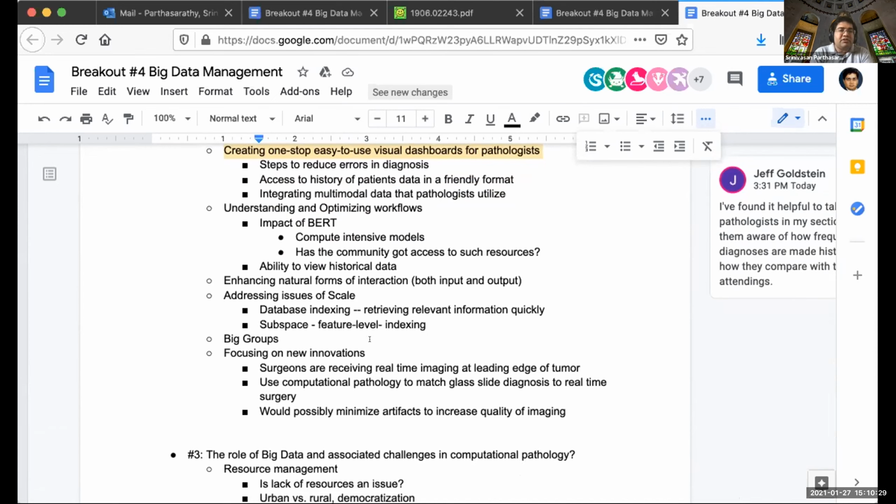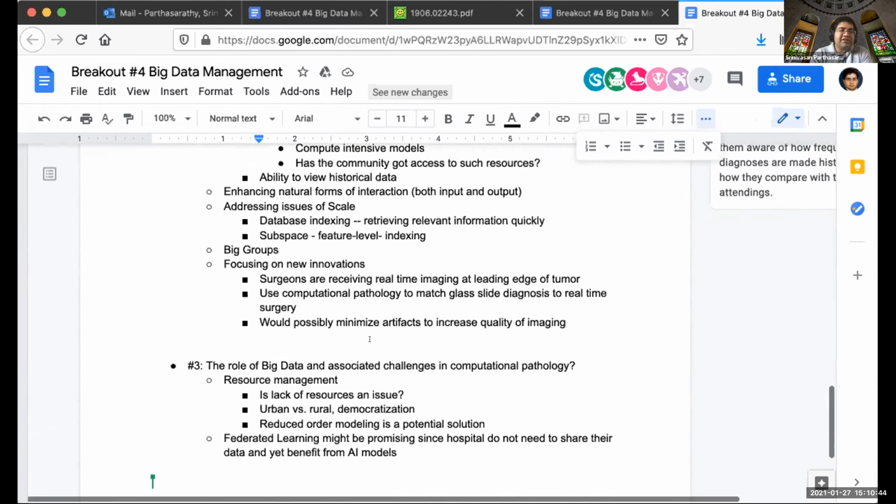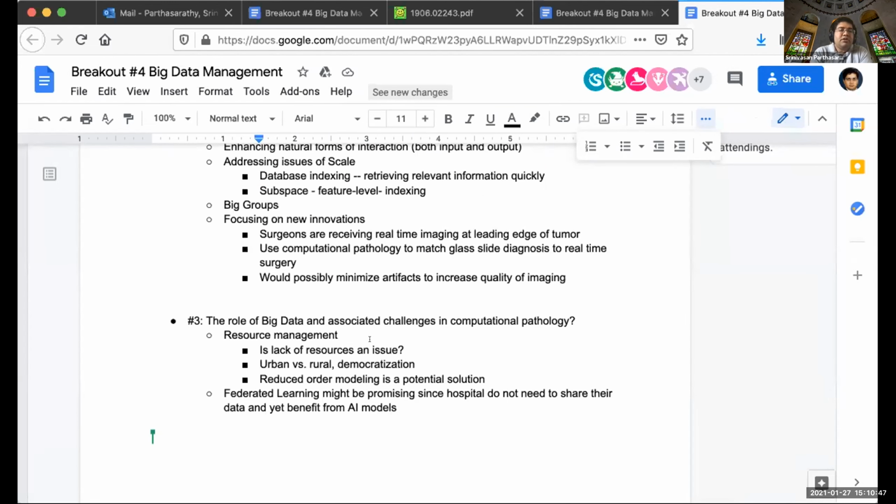There's some discussion on some of the new innovations that are being adopted within the field of pathology, and how some of those things could be integrated with answers to some of these solutions. And then there was a discussion related to resource management, especially in the context of democratization of these kind of tools and these kinds of innovations, urban versus rural, the idea of some kind of reduced order modeling or being more efficient about using your data, like Jose's talk touched on.